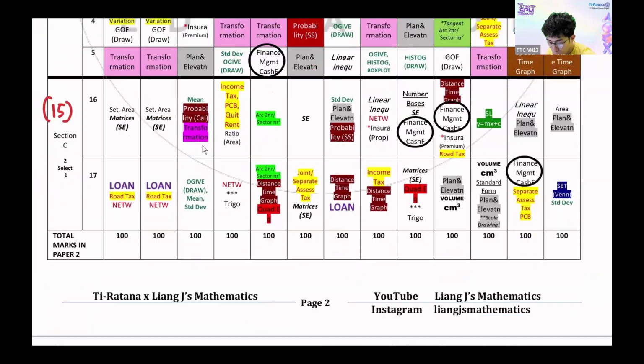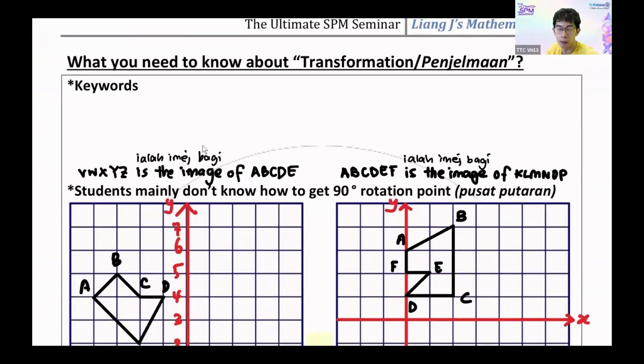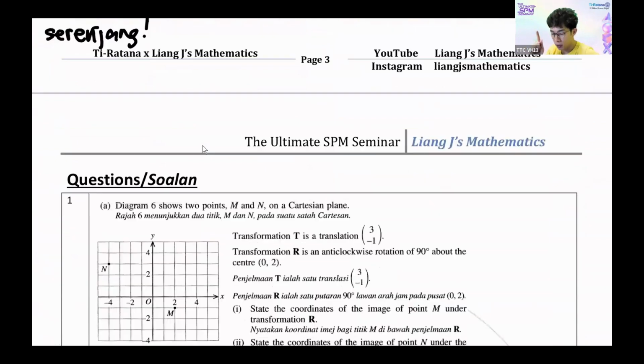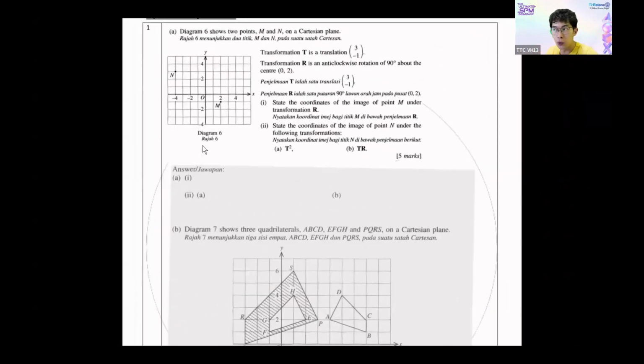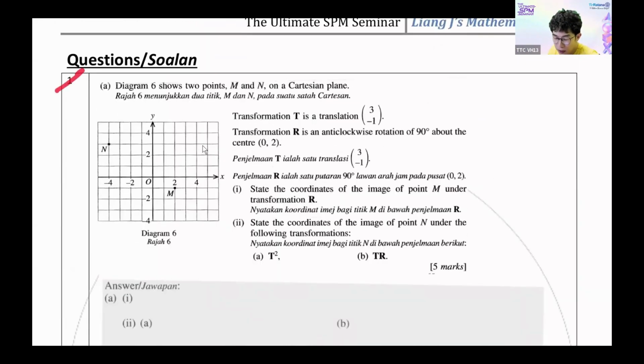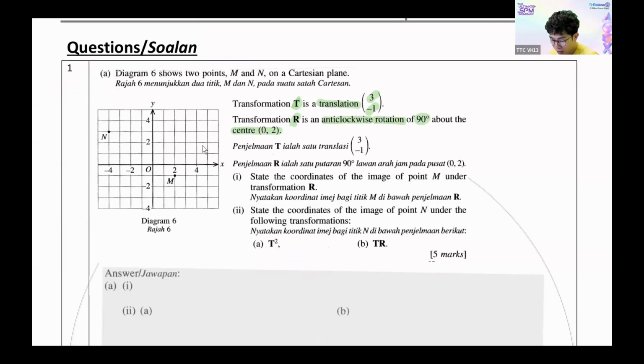I will show you how they ask if it really comes out as 12 to 13 marks. Look at one of the given questions on your page number 4. I will quickly read the English version. Question 1 says, Diagram 6 shows 2 points, M and N, on a Cartesian plane. Take a highlighter and highlight this with me. Do you notice they tell you transformation T, translation (3, -1)? They tell you that specific transformation. Then R, anti-clockwise rotation of 90 degrees about center (0, 2). You notice they give you the transformations, and the question on how they ask will be like this.